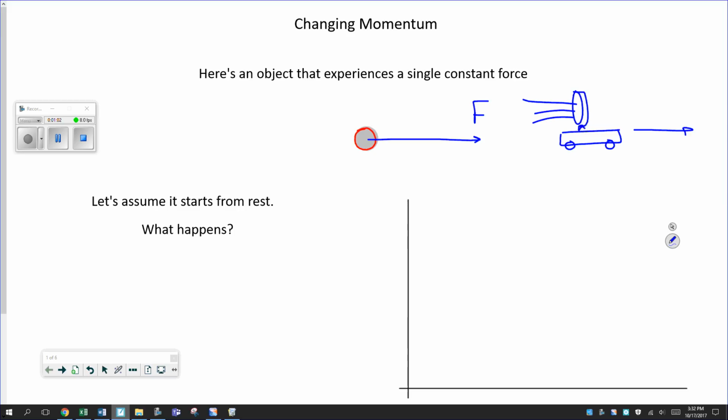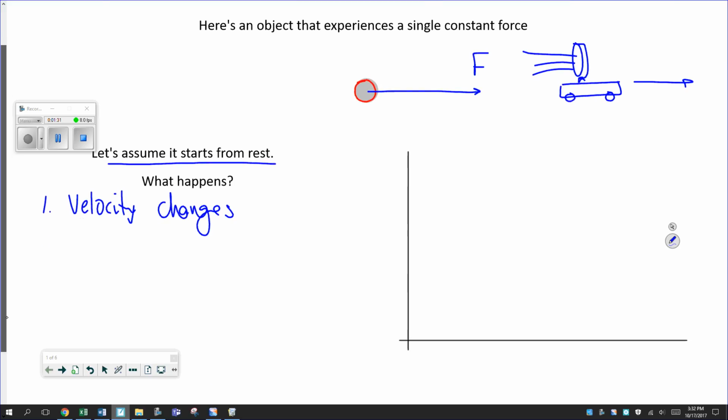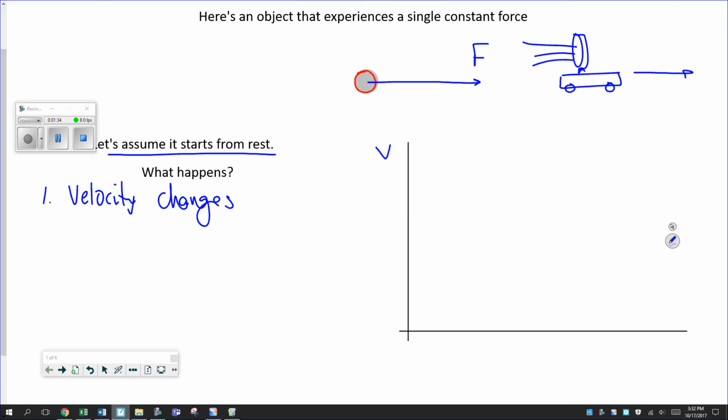Here's our object, our little red circle there. So what happens when this object experiences a single constant force? Well, there's a couple things you can say. One of them is that velocity changes. This thing speeds up. If it started from rest, let's assume it starts from rest, this thing speeds up. Now, more than that, we can talk about specifically how the object speeds up. A lot of us today looked at how velocity changes as a function of time, and you saw that this graph was linear.